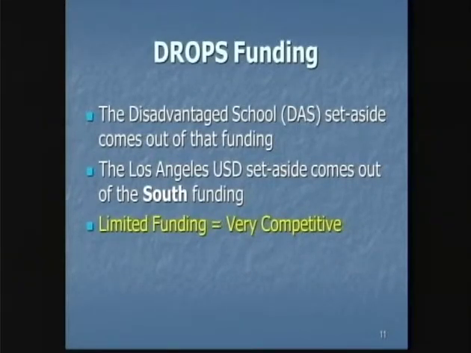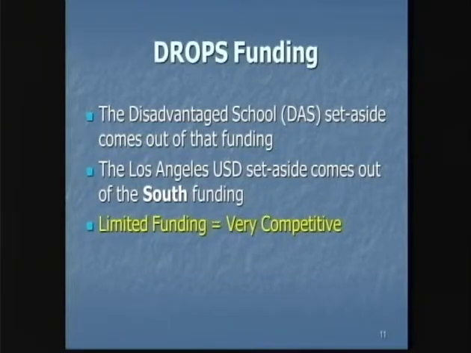Now, if you saw in our guidelines, we have some set-asides defined in there. The first one being a disadvantaged school set-aside of about $6.4 million. In order to qualify for that set-aside, your project must be 100% benefiting that eligible DAS. Those $6.4 million are going to be coming out of the funds that are defined in that previous table.